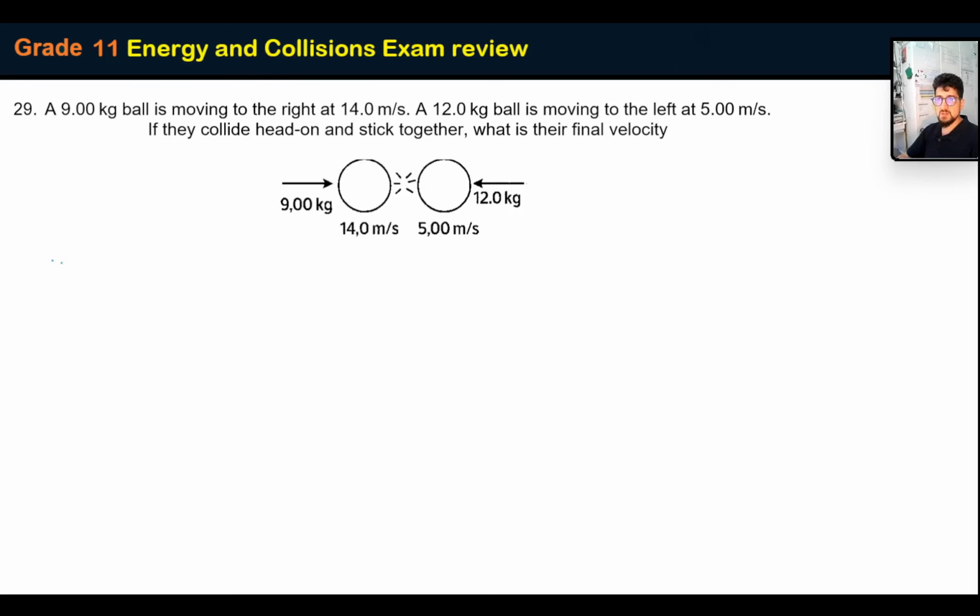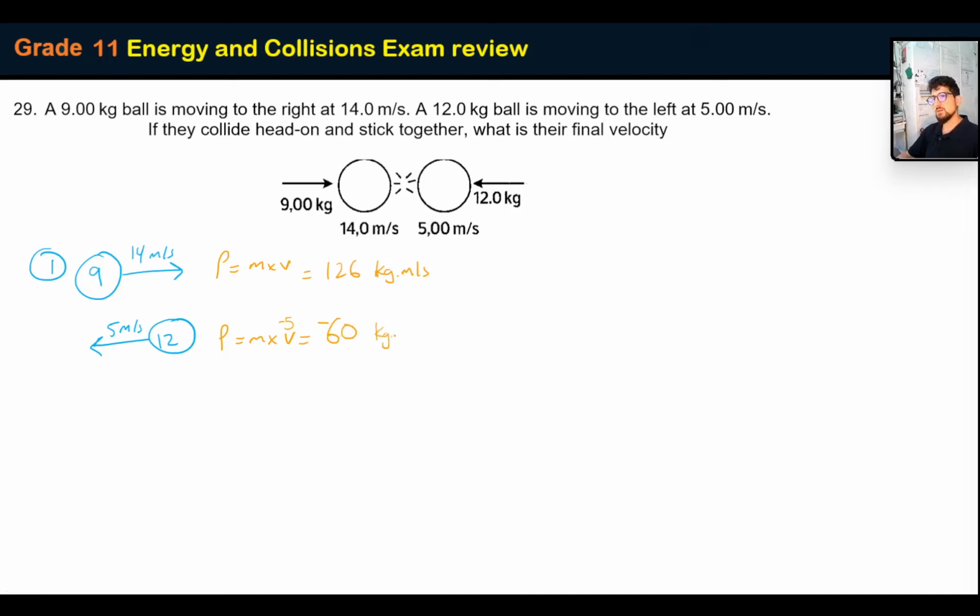What we need to do first is find the momentum of each ball. So the way I like to do this is visualize it. So 9 and then 14 meters per second, and the next one is going to be 12 moving at 5 meters per second, and so I can calculate the momentum, which is going to be mass times velocity. Remember, the velocity is in opposite directions, so 9 times 14 is going to be 126 kilograms meters per second, while this one's going to be 12 times negative 5, because it's in the opposite direction, so it's going to be negative 60 kilograms meters per second. And so the total momentum is going to be P total equals P1 plus P2, which is going to be 66 kilograms meters per second. That's because that's 126 and that's minus 60.